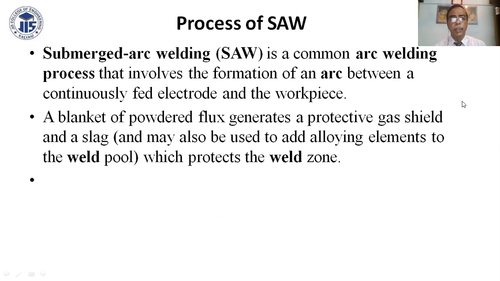Process of submerged arc welding. Submerged arc welding is a common arc welding process that involves the formation of an arc between a continuously fed electrode and the workpiece. A blanket of powder flux generates a protective gas shield and a slag, and may also be used to add alloying elements to the weld pool, which protects the weld zone.